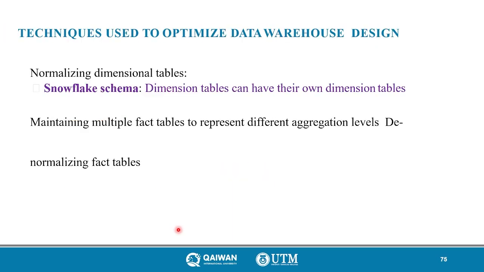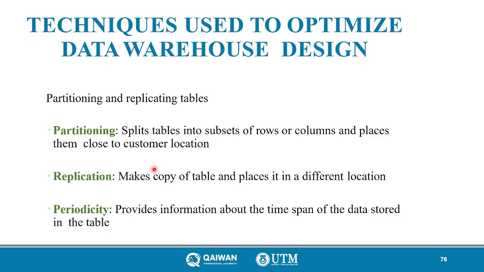Now we have the techniques used to optimize data warehouse design. Normalizing dimensional tables, we would have a snowflake schema. We call it schema in database. Now dimension tables can have their own dimension tables. Maintaining multiple fact tables to represent different aggregating levels, denormalizing fact tables.